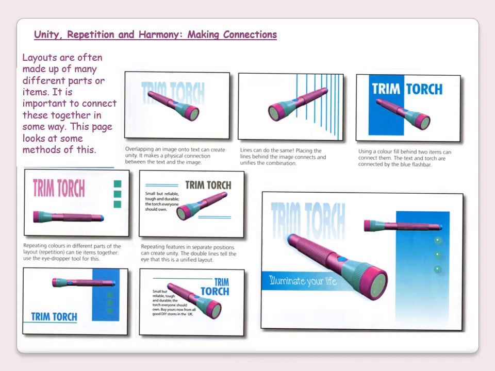Repeating colours in different parts of the layout, repetition, can tie items together. You can use the eyedropper tool in Serif PagePlus to do this. Repeating features in separate positions can create unity. The double lines tell the eye that this is a unified layout.